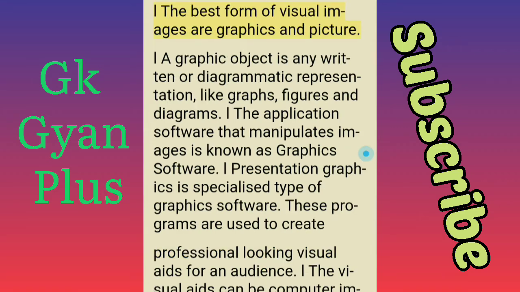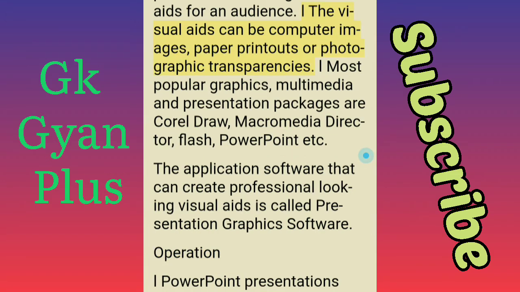Graphics representation. The best form of visual images are graphics and picture. A graphic object is any written or diagrammatic representation, like graphs, figures and diagrams. The application software that manipulates images is known as graphics software. Presentation graphics is specialized type of graphics software. These programs are used to create professional-looking visual aids for an audience.